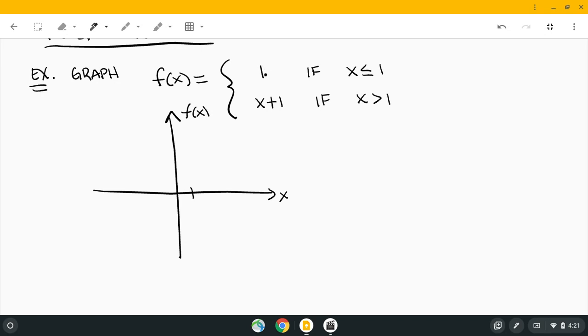This graph is easy to graph. It's a horizontal line at 1. But only for the x values that are less than or equal to 1. So here's 1, and it's a horizontal line, but only for the x values that are less than or equal to 1.